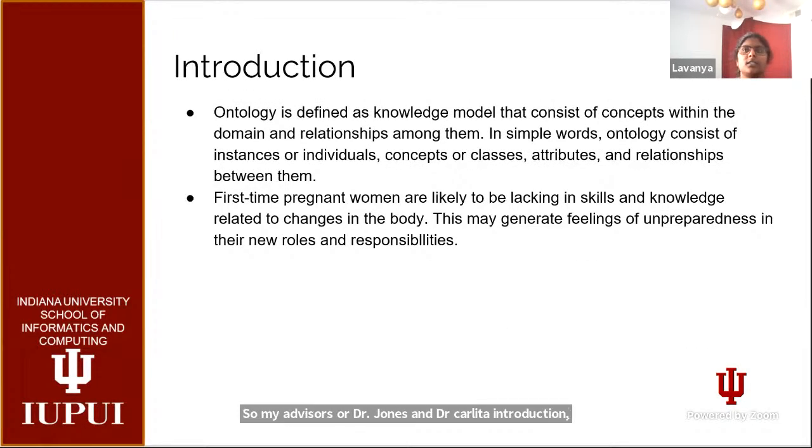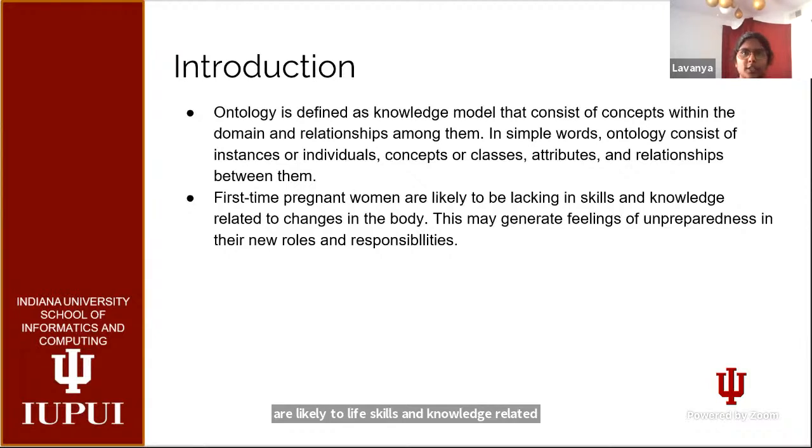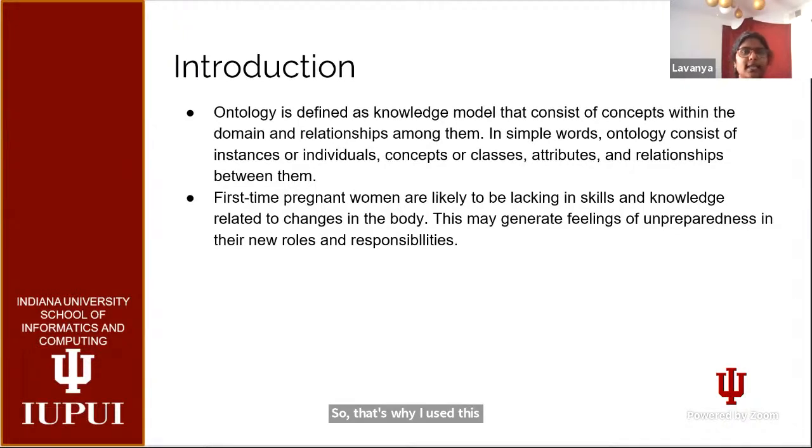Introduction. Ontology is defined as a knowledge model that consists of a set of concepts within a domain and relationships among them. In simple words, in the information sciences, ontology consists of instances or individuals, concepts or classes, attributes, and relationships between them. I use the domain of first-time pregnancy in my ontology knowledge model because first-time pregnant women are likely to lack skills and knowledge related to their bodily changes. This may generate a feeling of unpreparedness for their new roles and responsibilities. That's why I used first-time pregnancy as my domain.